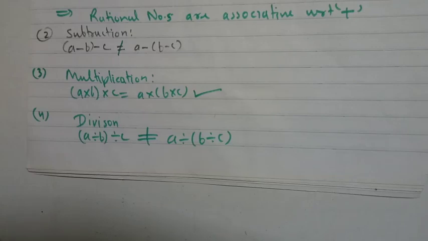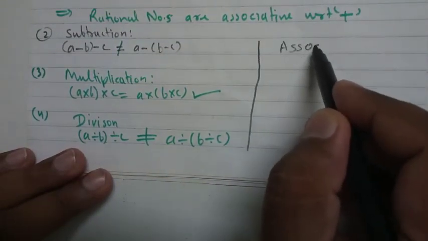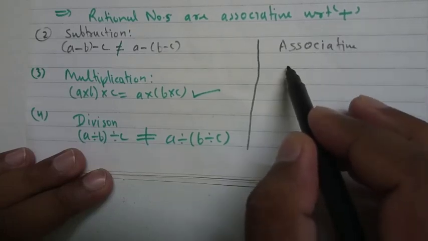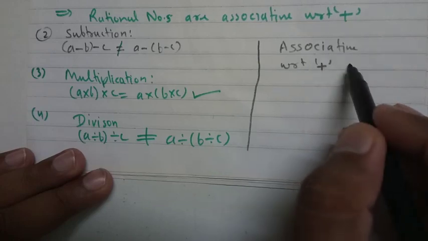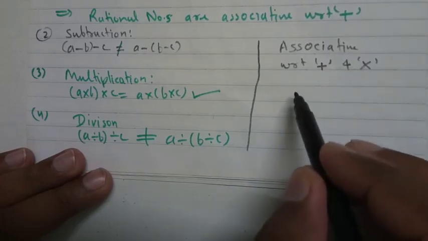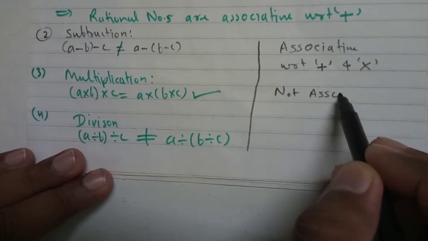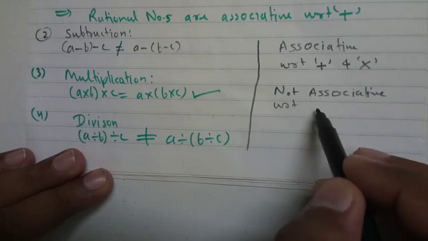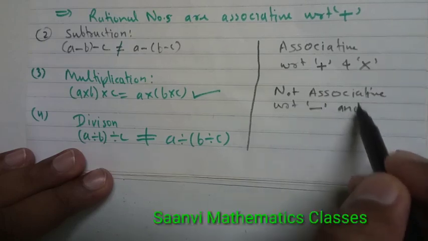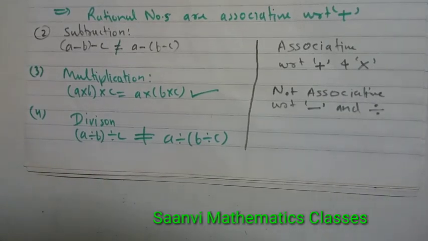So what this implies is that rational numbers are associative, with respect to kis ke respect honge? With respect to addition and multiplication. Okay, and not associative with respect to subtraction and division. Okay, hope you are very clear with this property of the rational numbers.